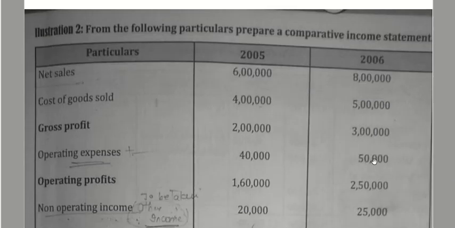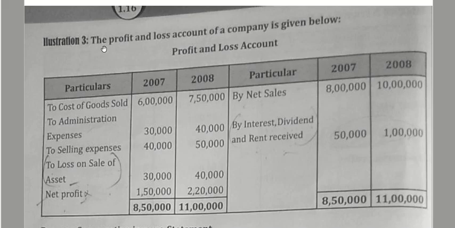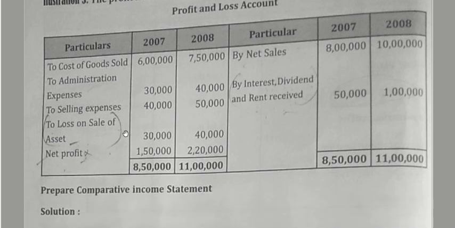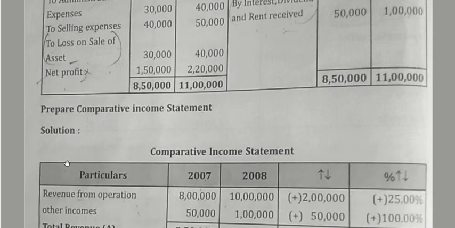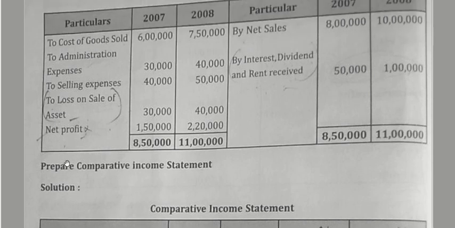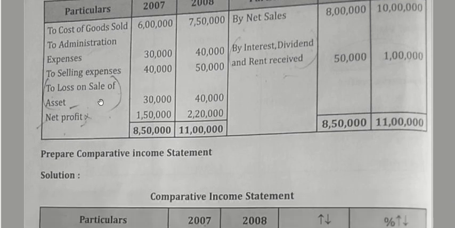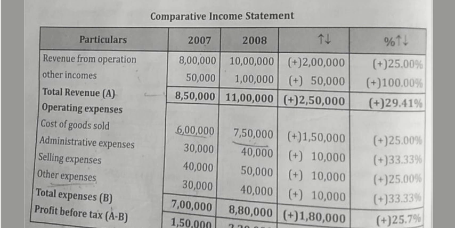So moving on to your next question. The profit and loss account of a company is given below. You have your profit and loss account given in the question. You have all the expenses being debited, all the incomes being credited. Here, the net profit will not be considered in your comparative income statement. Only the expenses and the incomes will be considered. So let us look into our solution part, comparative income statement.